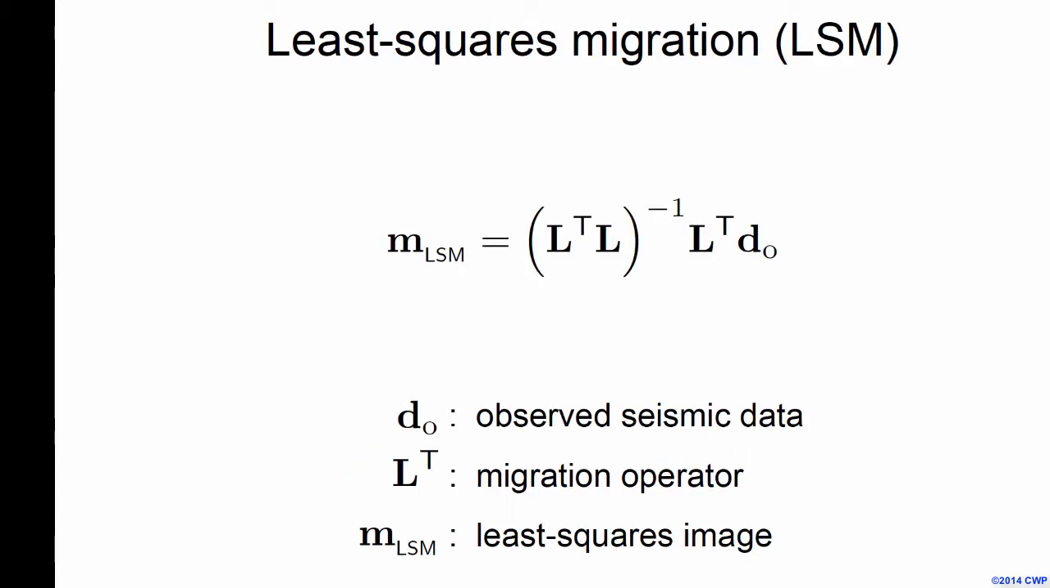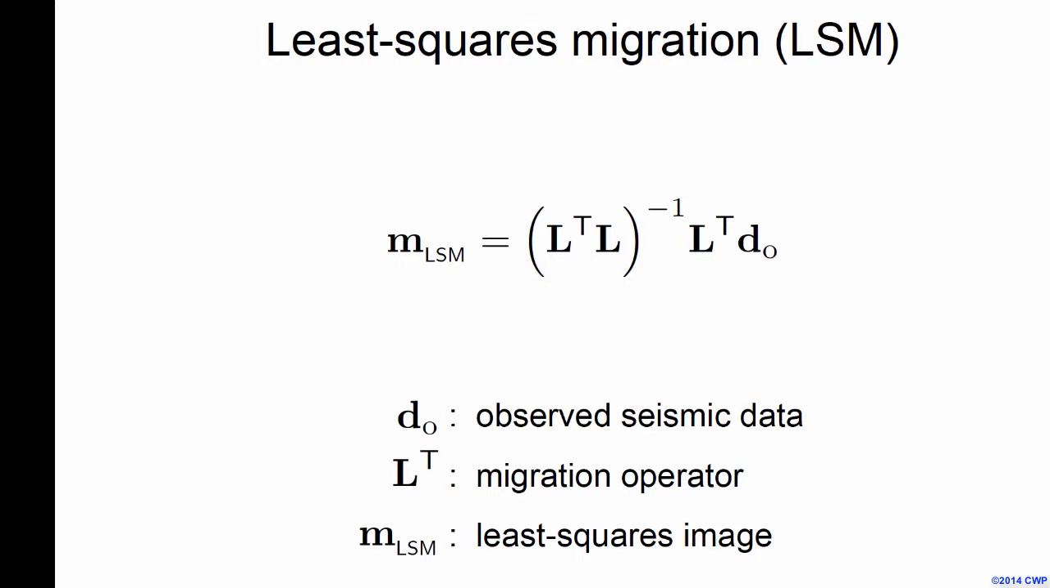But instead of computing an image with just L transpose, we can obtain a better image with the least squares solution as shown here. In this equation, we can see that the least squares image is related to the RTM image, which is given by L transpose d, by the inverse Hessian. For example, if the inverse Hessian is the identity, then we'd expect the RTM image to be the same as the least squares image. But in most cases, the Hessian, of course, is not the identity.